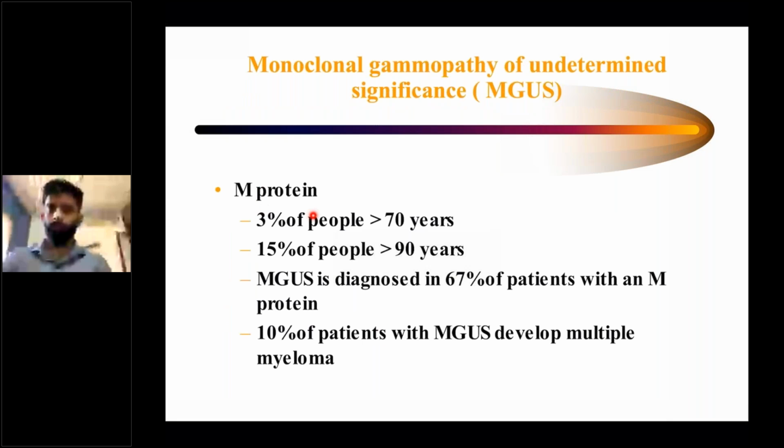The M protein is seen in 3% of the people greater than 70 years of age, and 15% of the people greater than 90 years of age. MGUS is diagnosed in 67% of patients with an M protein. 10% of patients with MGUS develop multiple myeloma. So this is a disease that is probably a prequel to multiple myeloma.